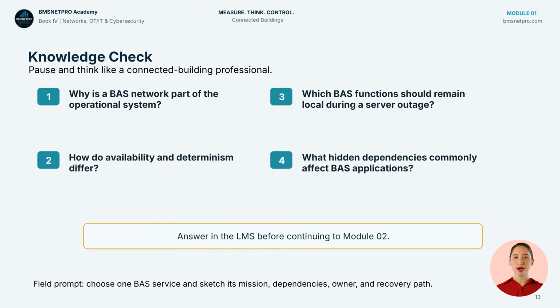Before moving on, pause and test your understanding. Why is a BAS network part of the operational system? How do availability and determinism differ? Which BAS functions should remain local during a server outage? What hidden dependencies commonly affect BAS applications? And how should OT and IT share accountability? For the field prompt, choose one BAS service and sketch its physical mission, digital dependencies, owner, and recovery path.